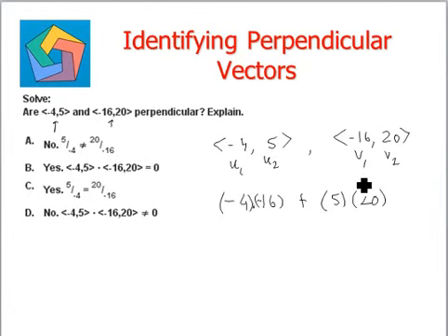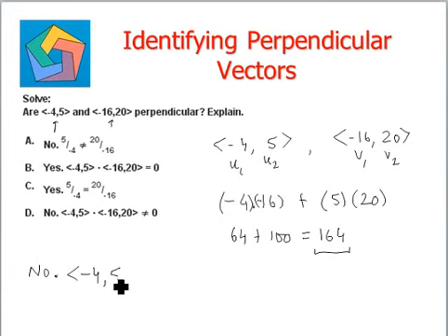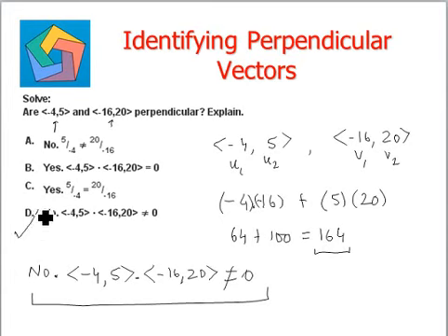So negative 4 times negative 16 is equal to 64, a positive, plus 100. This is equal to 164. So now the dot product is 164 and it is not equal to 0. So therefore the two vectors are not perpendicular. So we say no, because the dot product of the two vectors is not equal to 0. This is the final answer, which can be seen in option D.